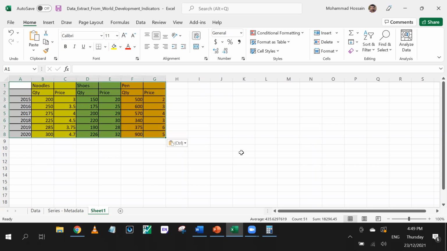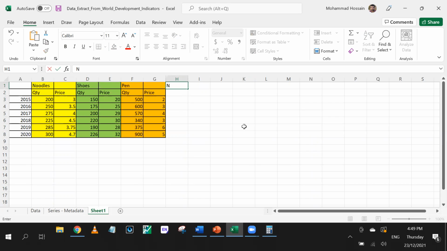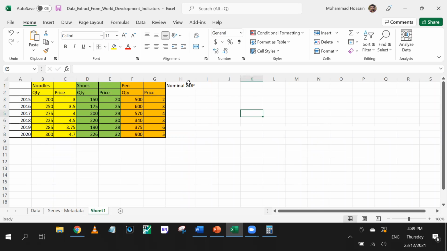Right. And here I'm going to actually show you when you calculate, look, I'm calculating nominal GDP now. Okay. How do you calculate nominal GDP of this country? We calculate nominal GDP in this way. Nominal GDP is equal to quantity of noodles, okay, multiplied by price.